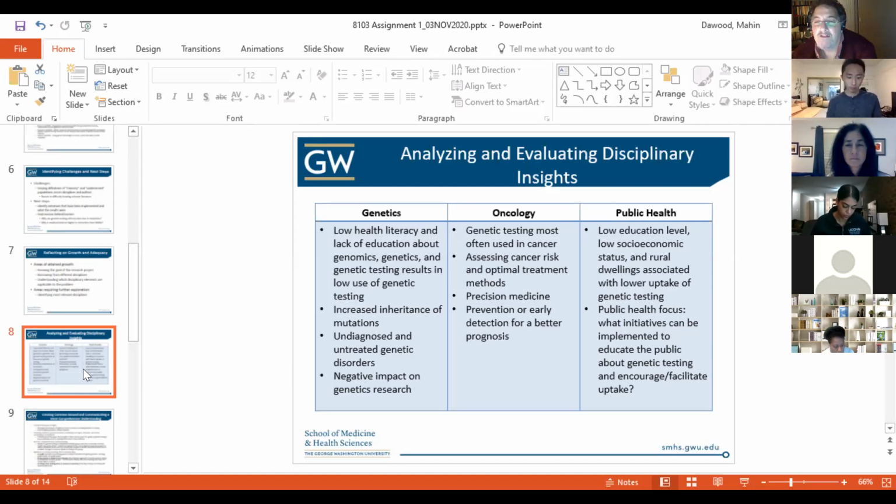No, I would bump it back. I agree with you, but I would say you're going from multi to inter, not inter to trans. So multi is you take genetics for what genetics is, you take oncology for what it is, you take public health for what it is, right? That's multi. Cross-disciplinary is the generic term. Interdisciplinarity would be how do those impact each other? That's interdisciplinarity. So what happens when we do genetic testing on cancer through a lens of health literacy? See how that brings them together?